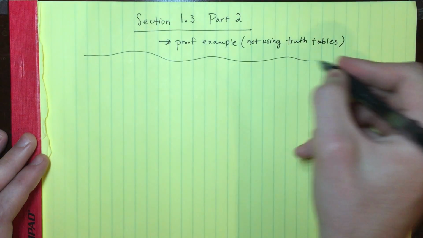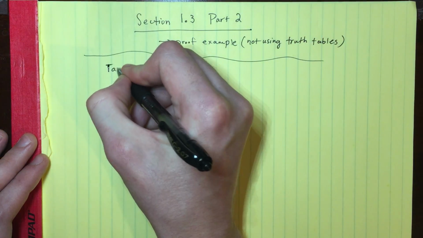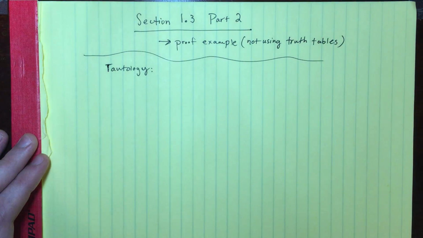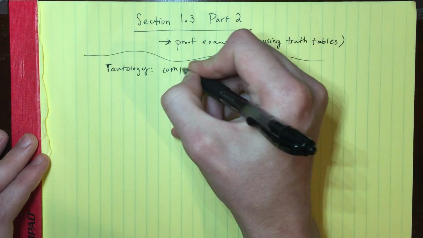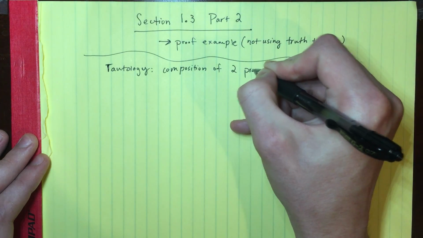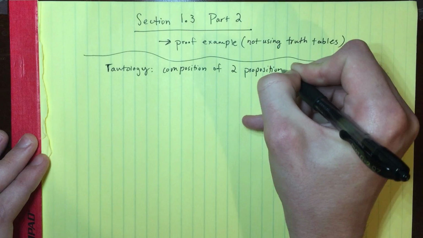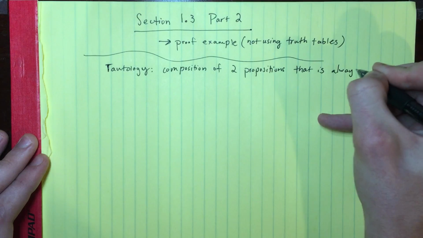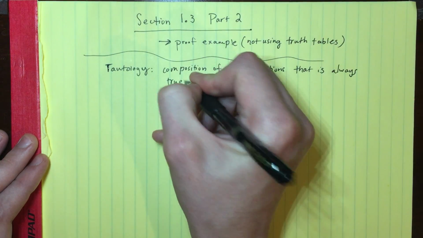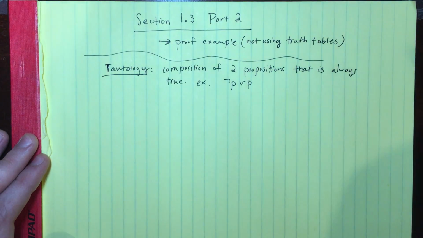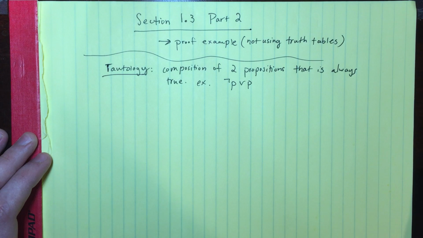Just a recap of the last part 1 video. We learned about tautologies, what one is. It's basically a composition of two propositions that is always true. Example is not P or P. If you don't understand this, you just watch the last video. I went over this in very good detail.